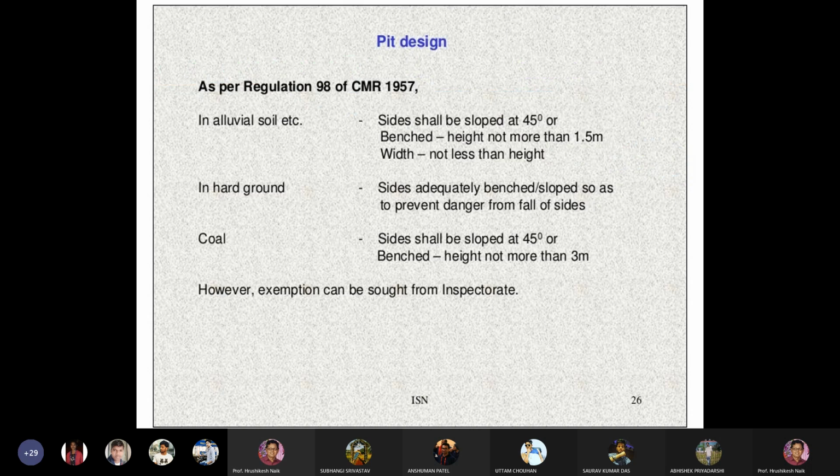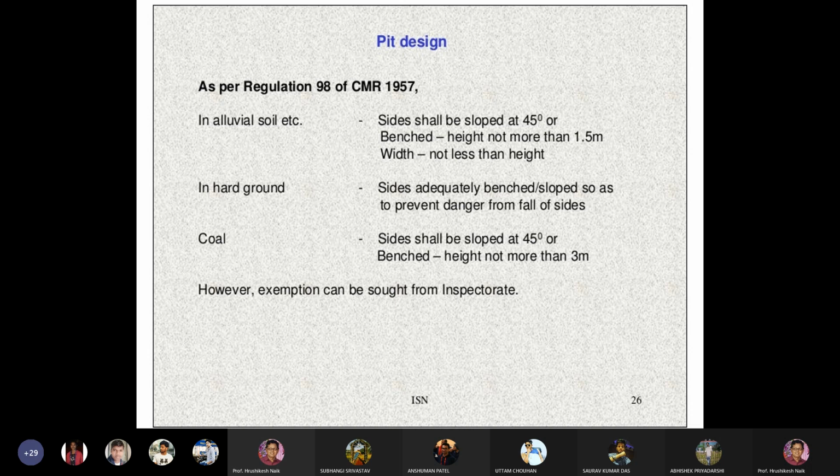For open cast mining, everything is to be designed, which is called your pit design. As per regulation number 98 of the Coal Mines Regulations, 1957, if it is alluvial soil mining, sides shall be sloped at 45 degrees or benched, height not more than 1.5 meters, width not less than the height of the bench.